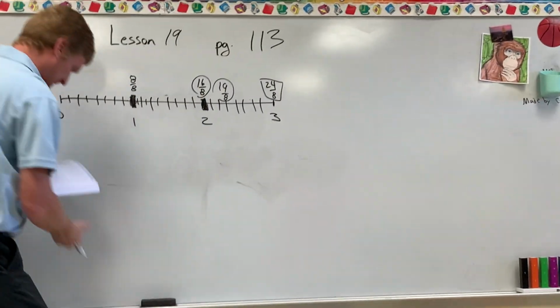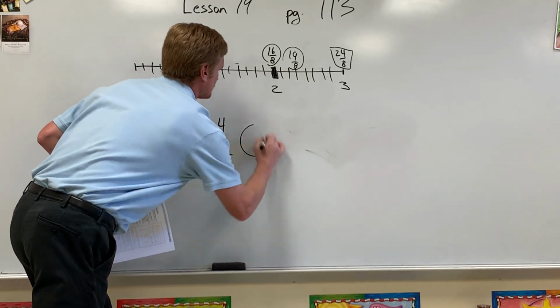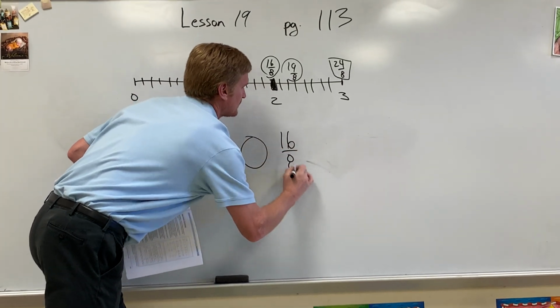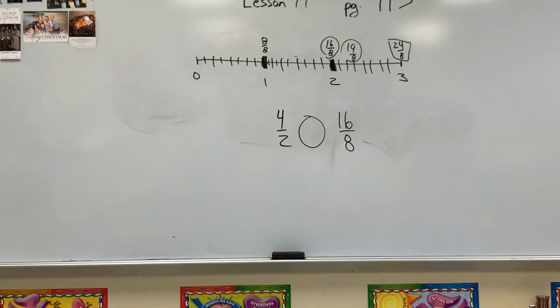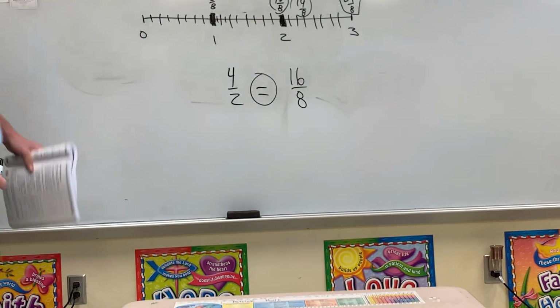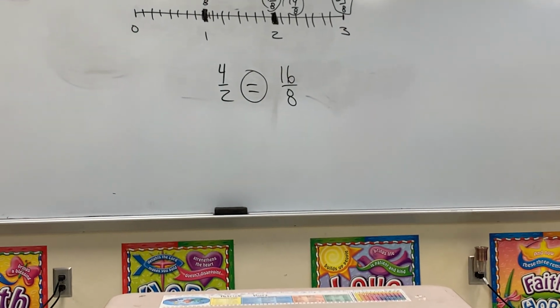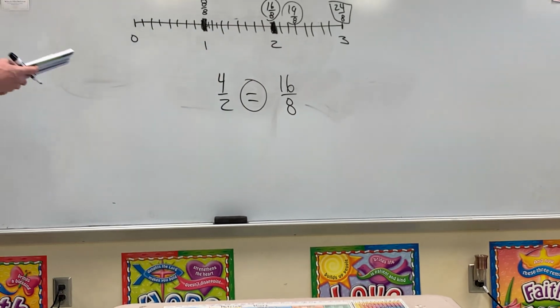All right, that last one in that row, Mrs. Nutter, what do you got? 4 halves and 16/8. So we've got 4 halves, 16/8. First one of these, they're gonna be equal. All right, they're both located at 2. So that means those are equal.